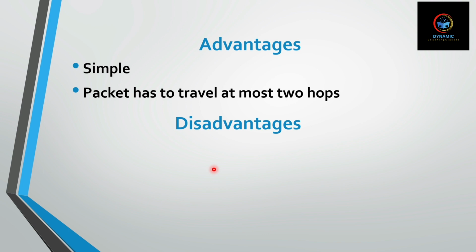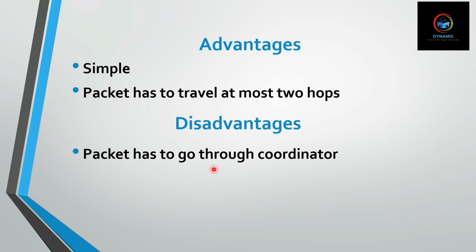Then we are going to see the disadvantages. So what are the disadvantages? The first is that the packet has to go through the coordinator. You have seen in the diagram that there is a coordinator in between the end devices, so the packet has to go through that coordinator. So that is one disadvantage. If the coordinator is absent or not working properly, the information cannot pass.